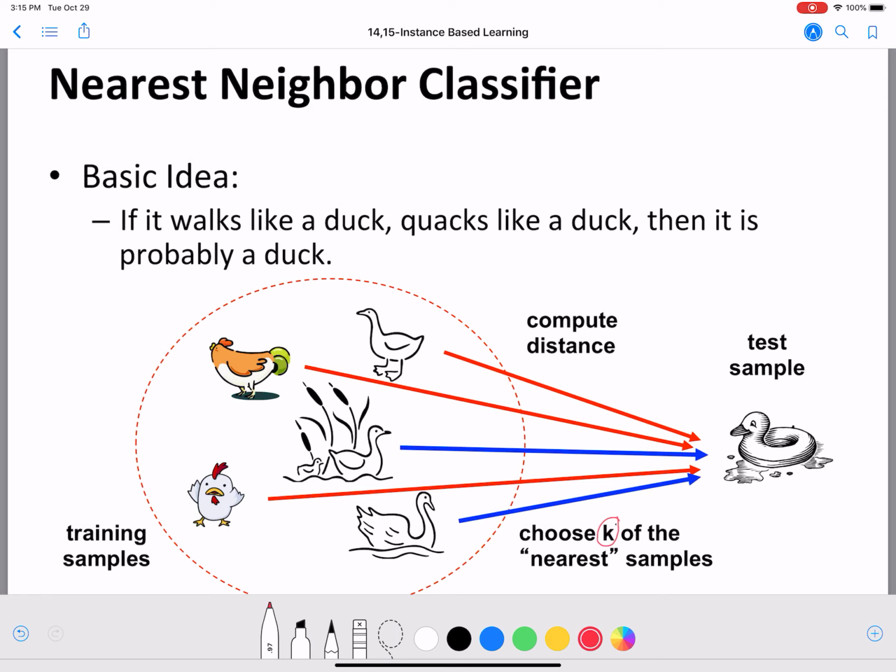And out of these k samples, whichever category has the highest contributing number in this k is declared as the category for our test sample. For example, if there are a number of ducks in this k, then our classification for this new test sample will be a duck.